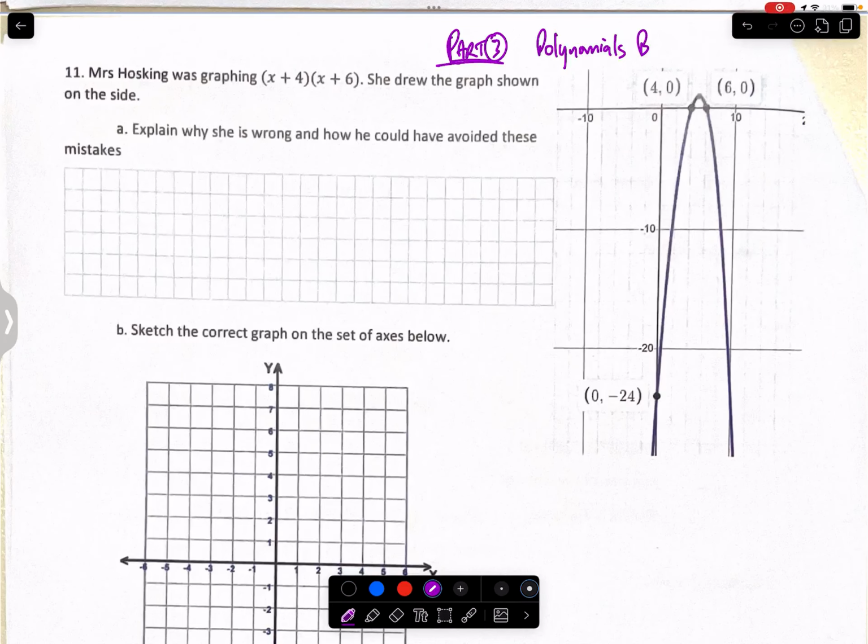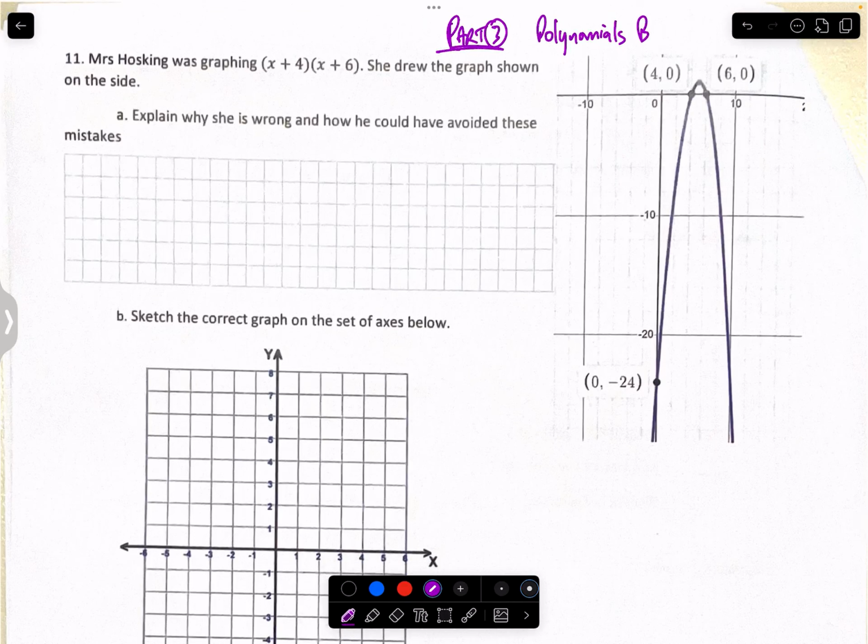Okay, last video, part 3b, polynomial section, but the last section is graphing y equals (x plus 4)(x plus 6). She drew the graph on the side. Explain why she is wrong and how she could have avoided these mistakes.